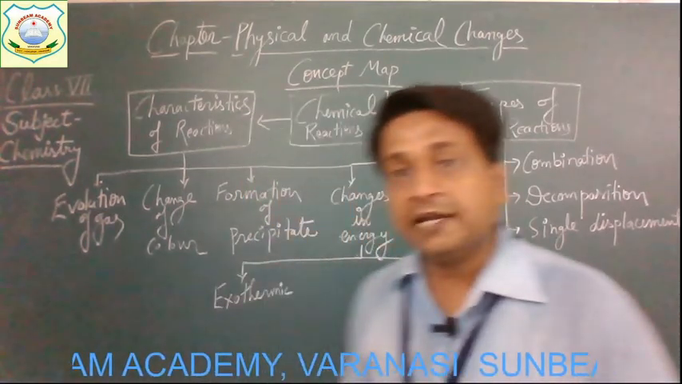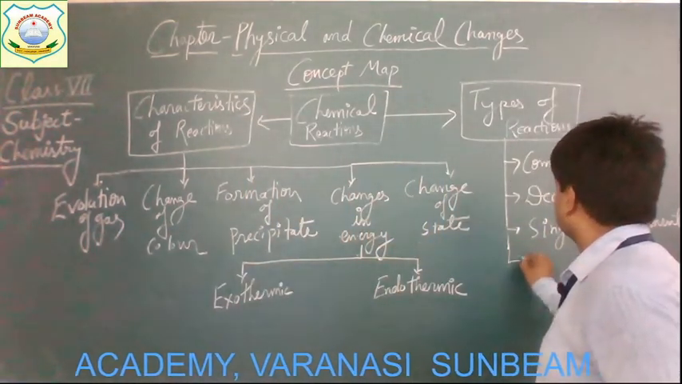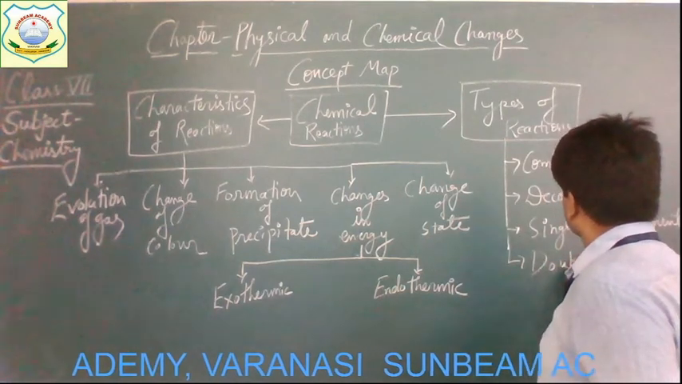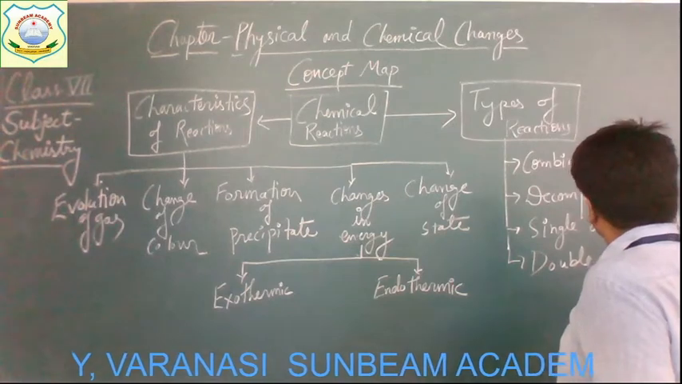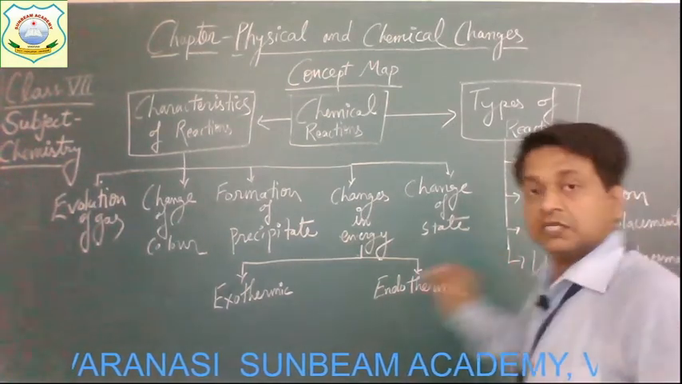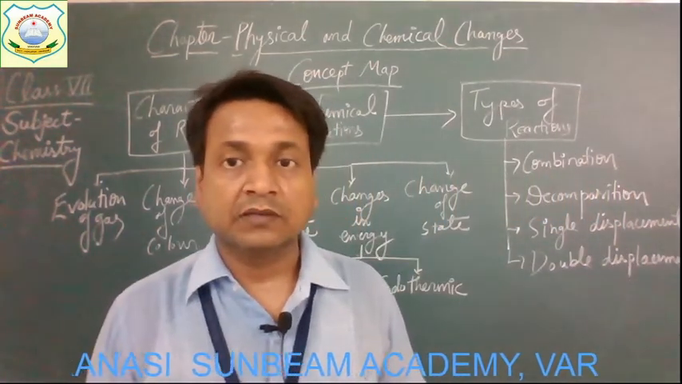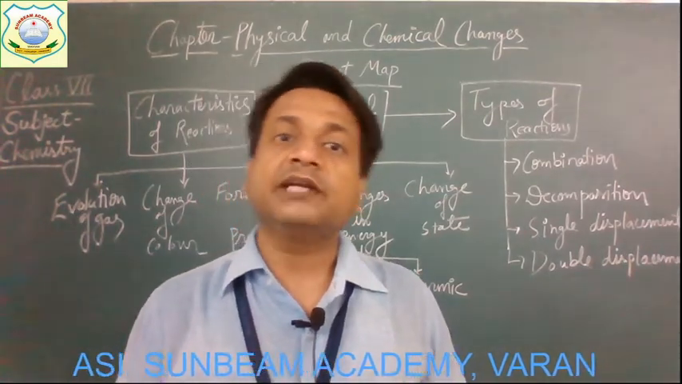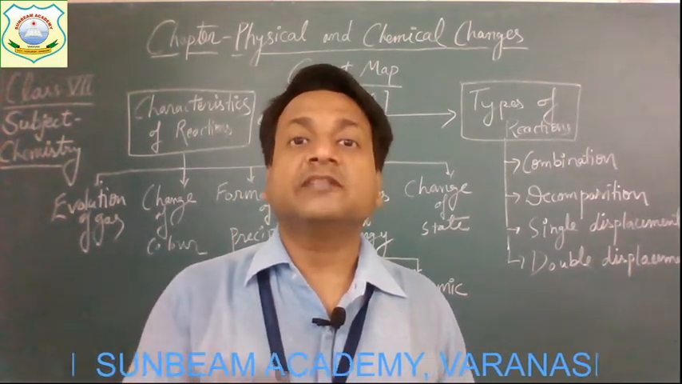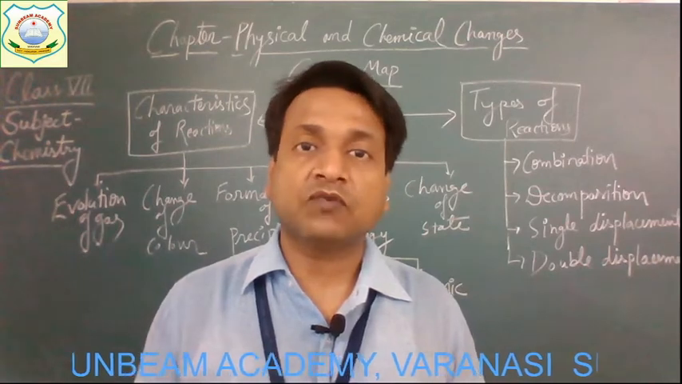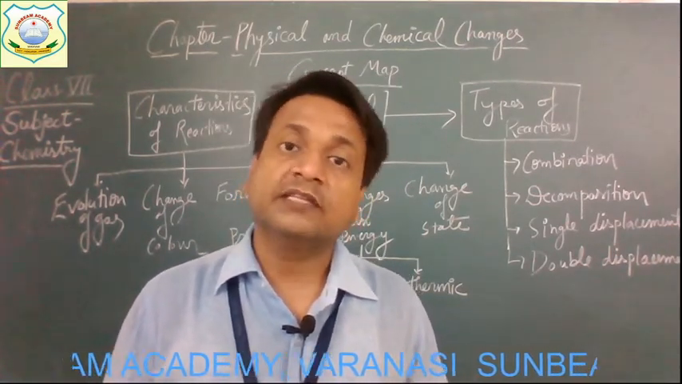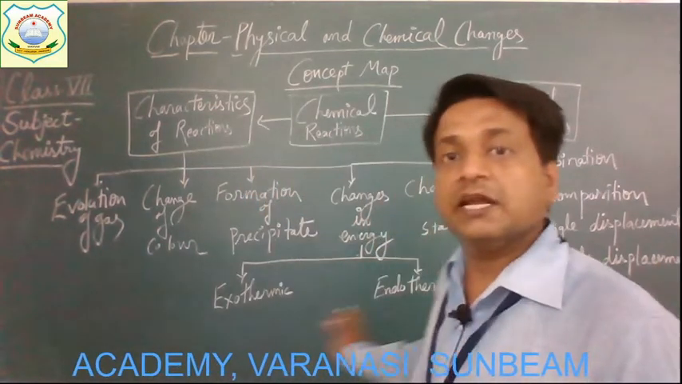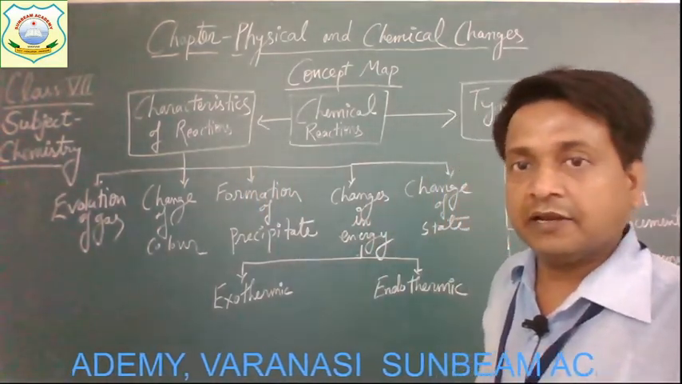And another kind of reaction is double displacement. In a double displacement reaction, two different substances get exchanged or get displaced from their place after the reaction. That is why this kind of chemical reaction is known as double displacement chemical reaction.